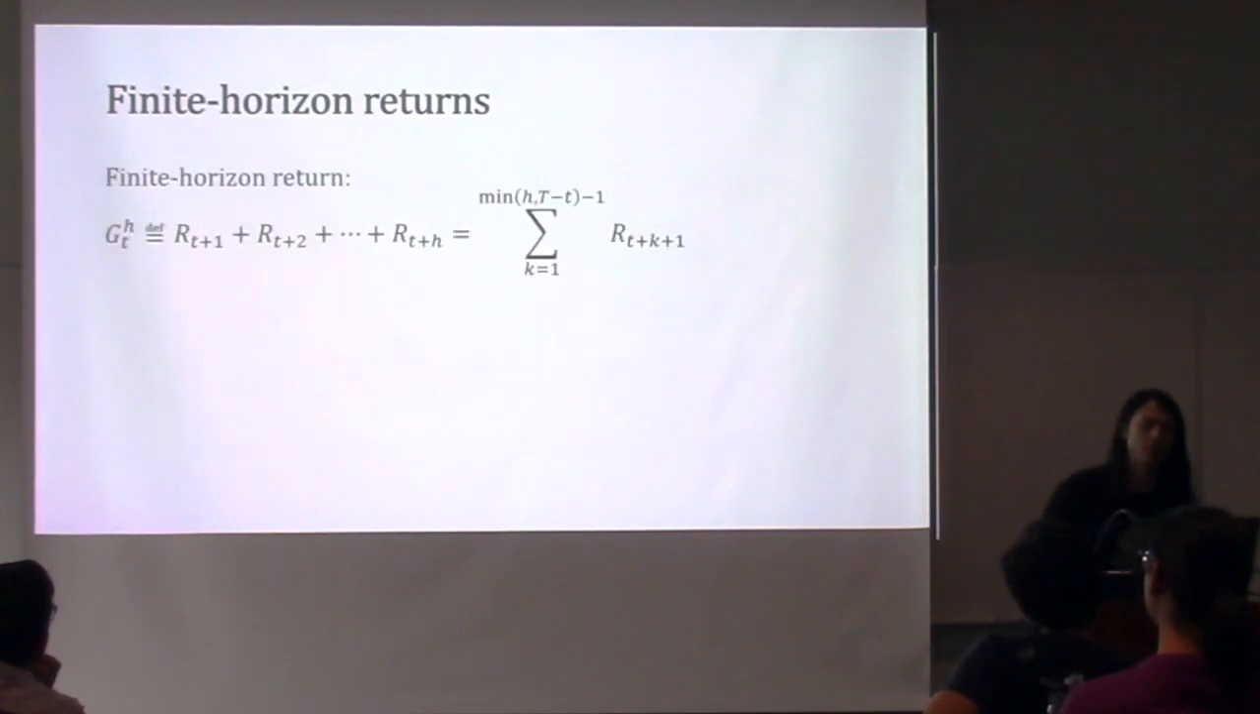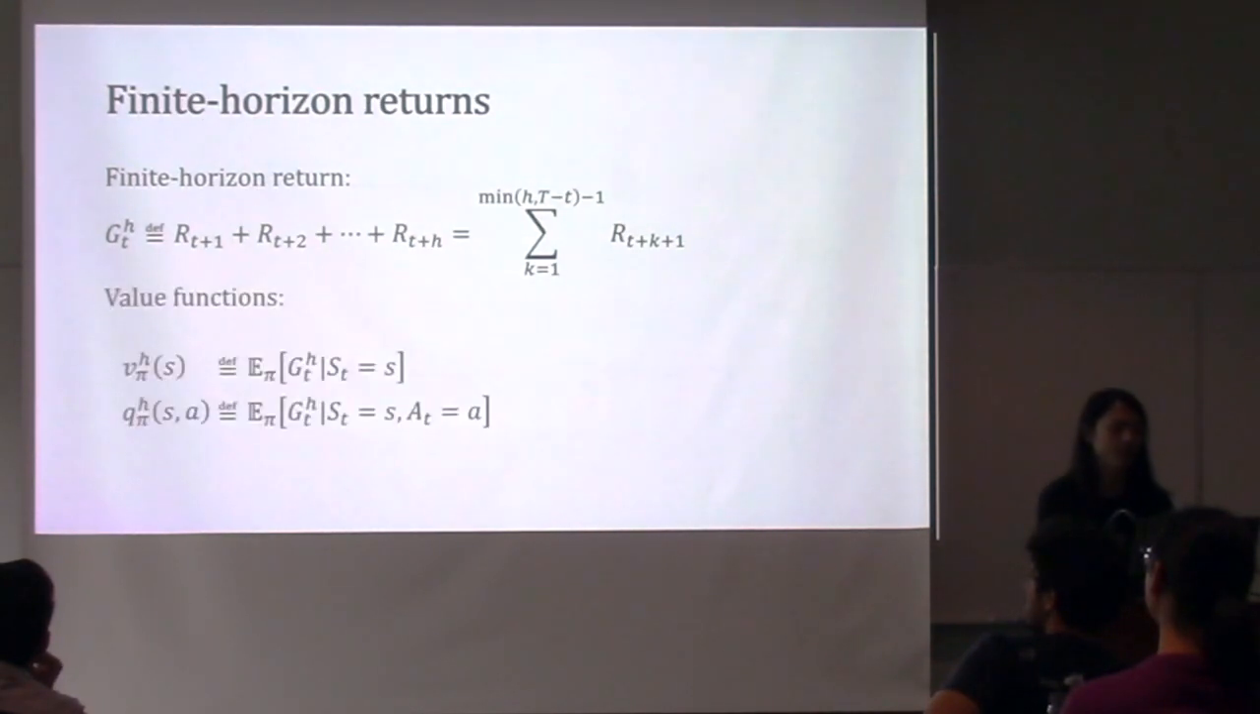So to define finite horizon returns, it looks similar, except the return is only considered up to h steps into the future. And similarly, we have value functions, which are expectations of this finite horizon return conditioned on the same things as in the infinite horizon setting. So say we want to use TD to try and approximate these value functions.